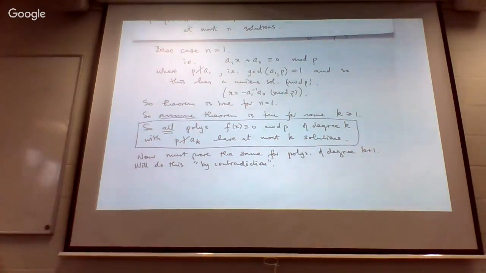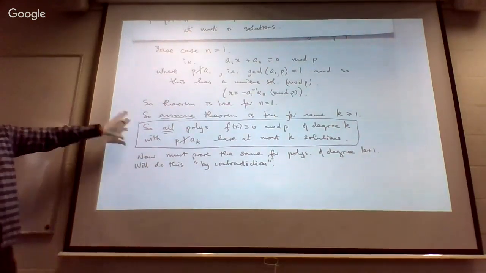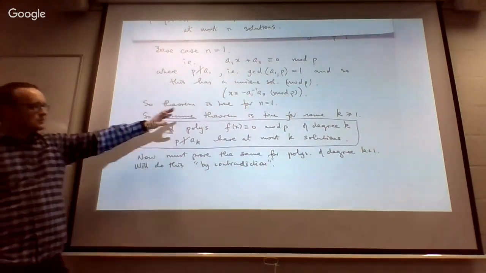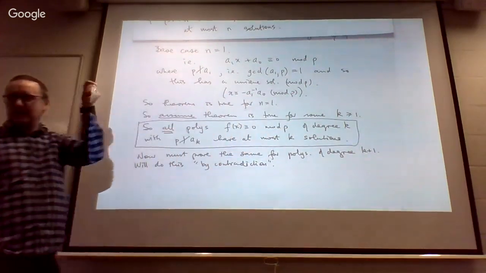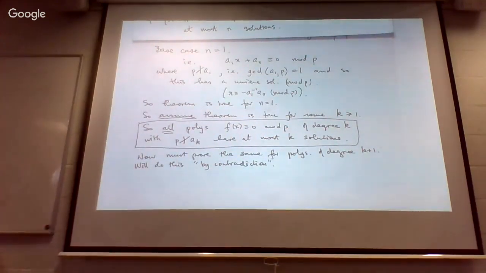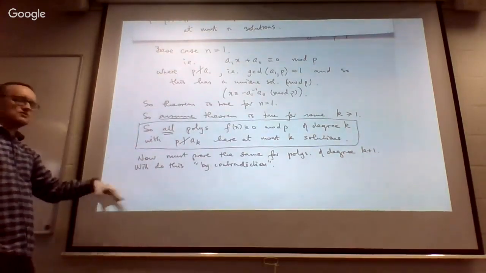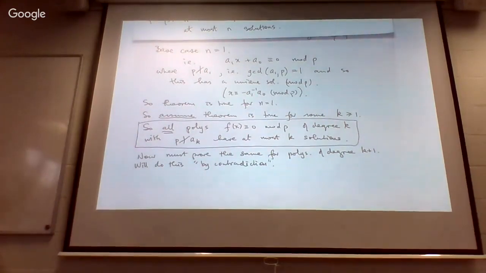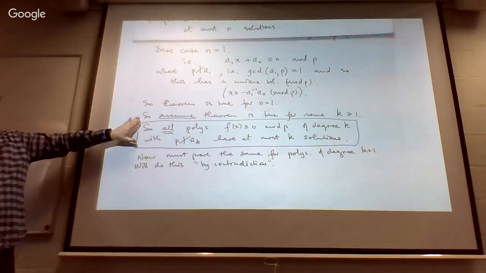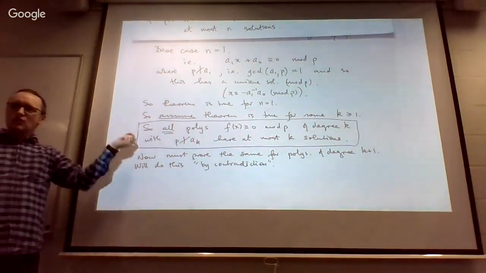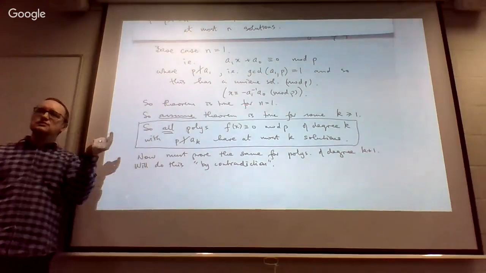Everybody with any clarification? We proved the base case, we made our induction assumption. This is the theorem quoted for polynomials of degree k. We're going to use this assumption to prove that it's true for polynomials of degree k plus 1. But this we're going to do by contradiction. So what does it mean? What does it mean to say that this statement in the blue box here is false for polynomials of degree k plus 1?